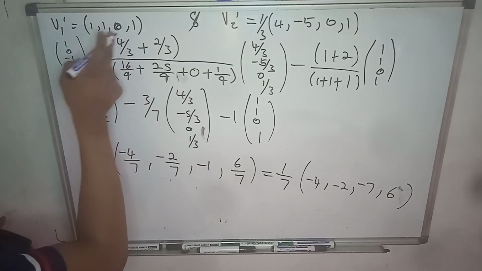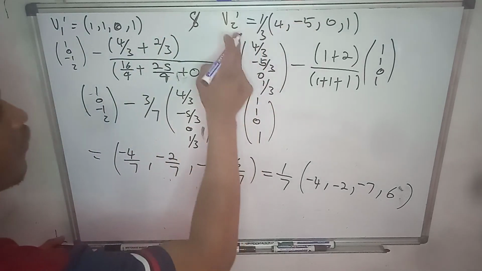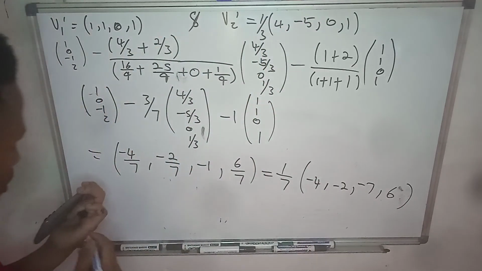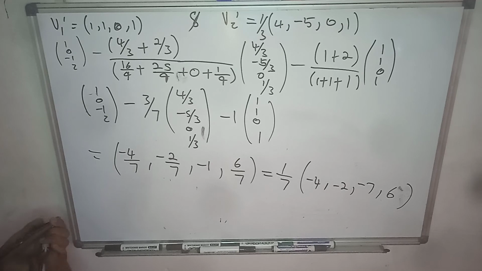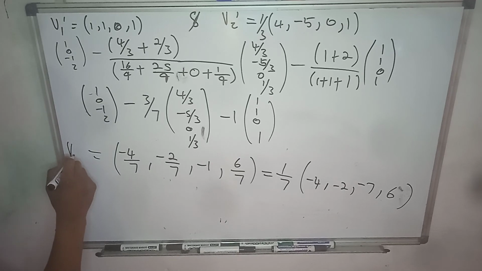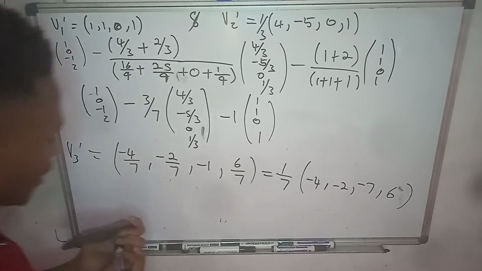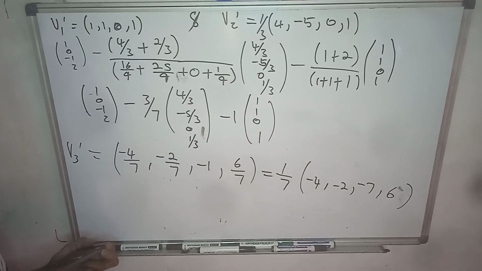So this is our orthogonal basis for V1, orthogonal basis for V2, and these are our orthogonal basis for V3 prime. So guys, this brings us to the end of our session, and if you enjoyed this session, you can follow us for the next session, because we will be finding the orthonormal basis for this orthogonal basis. Thank you.